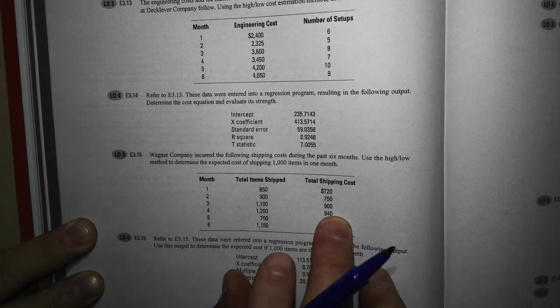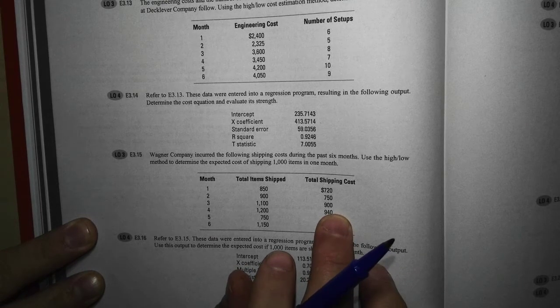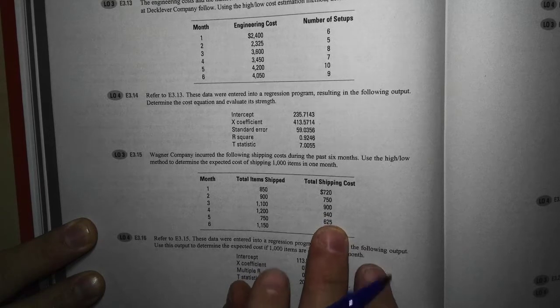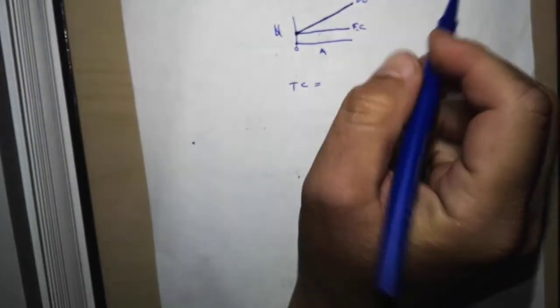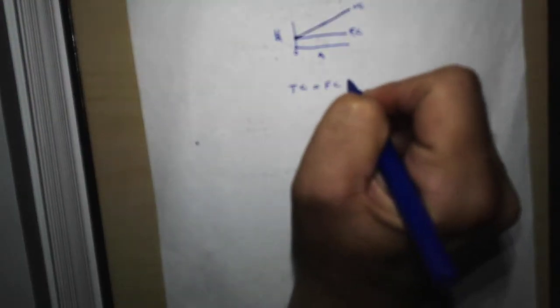So you find the highest cost on the y-axis minus the lowest cost on the y-axis. So we have 940 is the highest, I believe, and 625 is the lowest. So let's go ahead and write that in. Let me write the formula in here for you. Total cost is going to equal fixed cost plus variable cost times the activity level. So it's basically what's the fixed cost plus the variable cost times how much activity we have, or how much production we have. All right, so let's go ahead and start plugging this in.